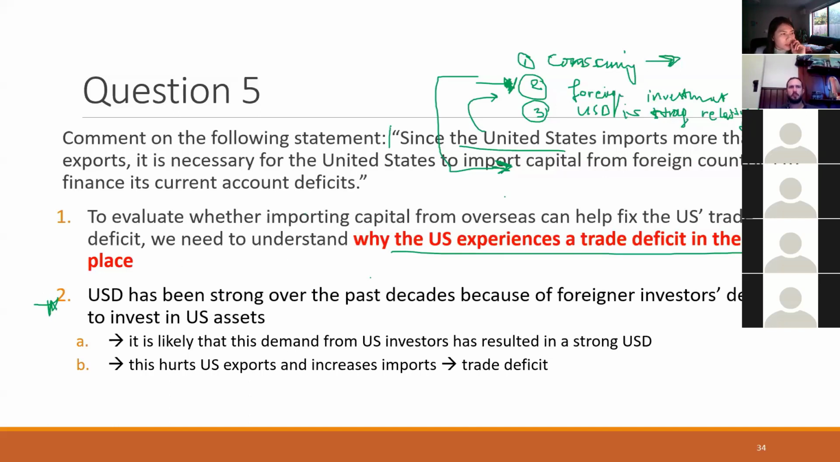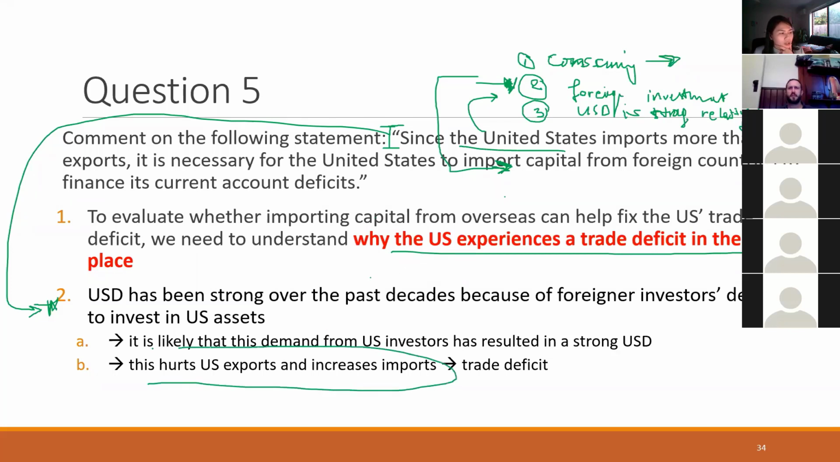So the answer to this question is, I am not convinced that this is the right solution for the US trade deficit problem, because it looks to me that it is actually what causes the problem in the first place. The more you encourage capital investment in the US, the more demand there is for the USD, and therefore the more expensive US goods and services. As a result, it hurts your exports, and it makes the trade deficit problem even worse.